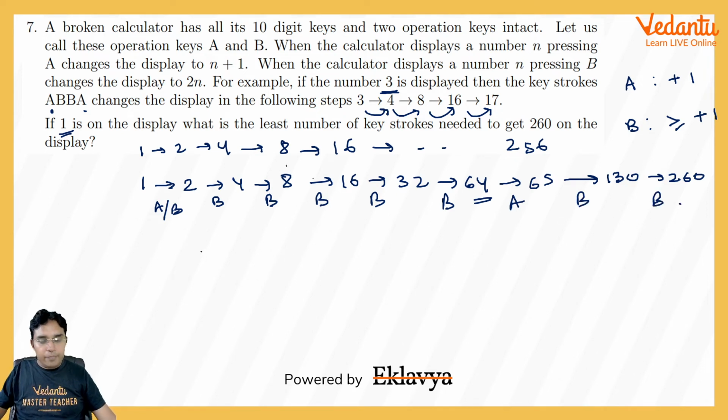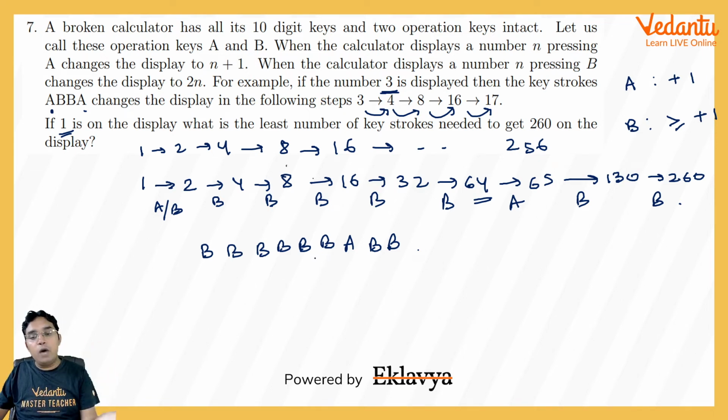So you can see I am pressing A only 1 time: first B, then B, 1, 2, 3, 4, 5, 6 times B, then A, then 2 times B. Okay, so this is the smallest possible number of strokes I will need. Why am I saying smallest possible? Because it is not possible to go without pressing A, and I have pressed A only once.